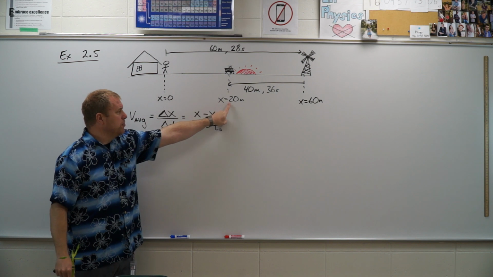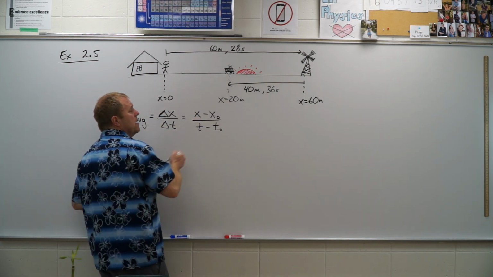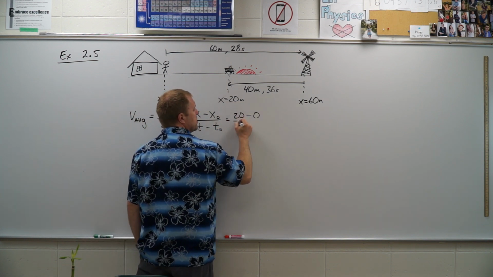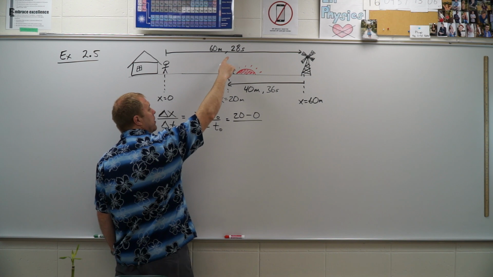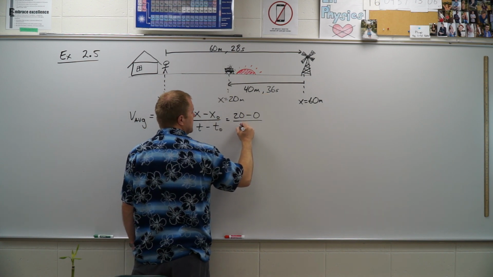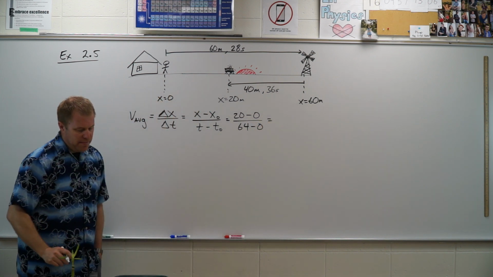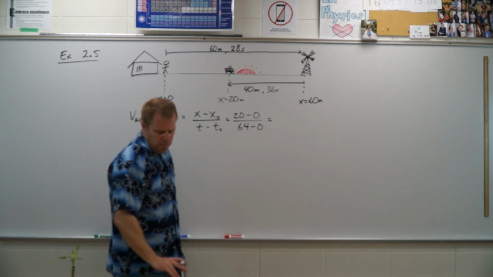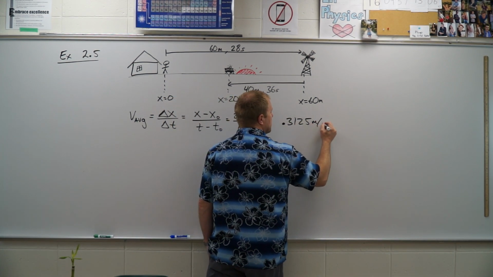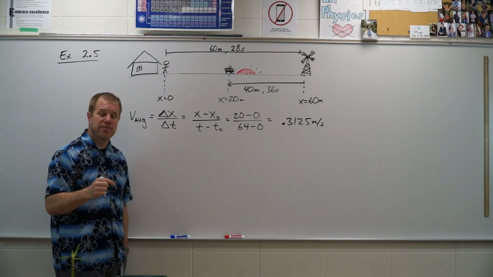My final position, it doesn't matter what I did along the way for velocity, is 20, minus my initial position, which was 0. It took me a total of, add those two together, 64 seconds, minus 0. And so we get 20 divided by 64, which comes out to 0.3125 meters per second.